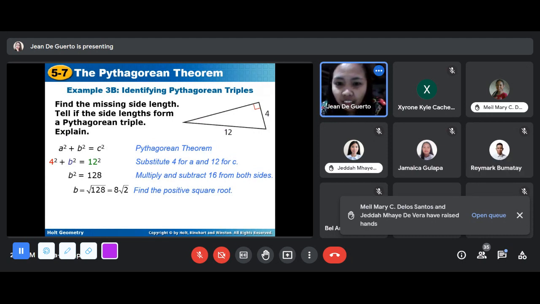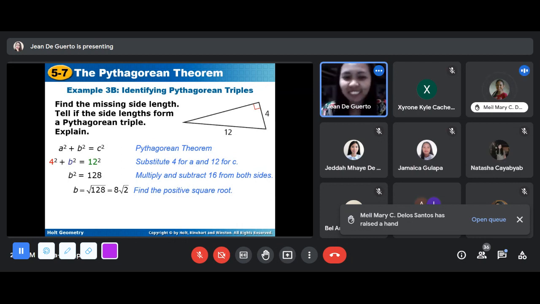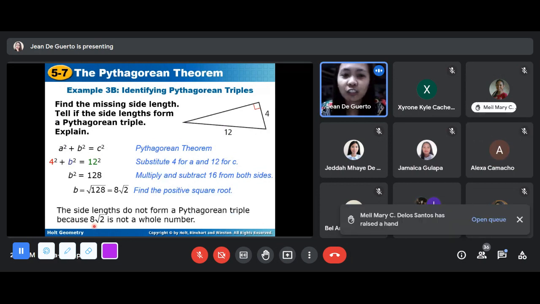Yes. Miel. Ma'am, no po. Why? Ma'am, hindi po kasi siya whole number. Alin? Yung 8 square root of 2. Yes. Basically, yun yung sagot. The side lengths do not form a Pythagorean triple because 8 square root of 2 is not a whole number. Okay? Non-zero nga, kaya lang hindi whole number yung lumabas na B. So, hindi siya Pythagorean triple, though they are sides of a right triangle. Okay?